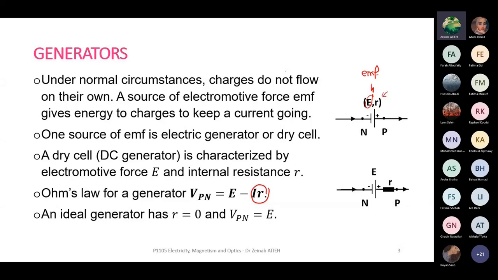Okay, so for sure IR is very small in comparison with E, because the job of the generator is not to heat up, its job is to deliver voltage, but it will heat up anyway, even a little bit. So instead of giving me, for example, 1.5 volts, it will give me 1.4. So this difference is IR. This is the job of the resistor, or the loss due to the internal resistance.